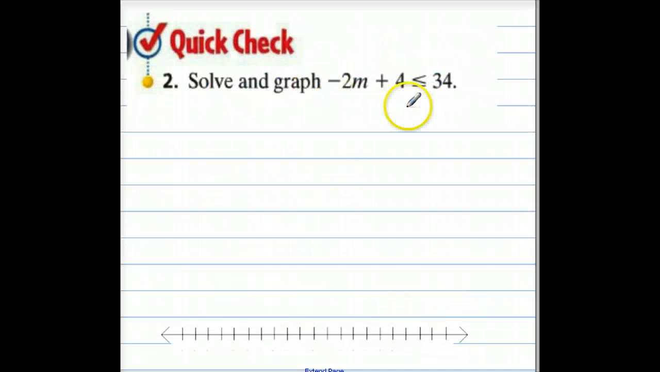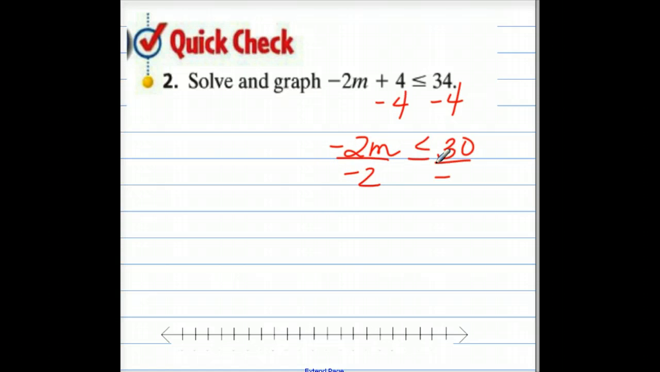One more example of a negative where you have to switch your sign. Minus your constant, subtract 4. I have negative 2m less than or equal to 30. To get m by itself, I have to divide by a negative 2. When I do that, as I divide by a negative, my sign is going to flip. I have just m. 30 divided by 2 is negative 15.